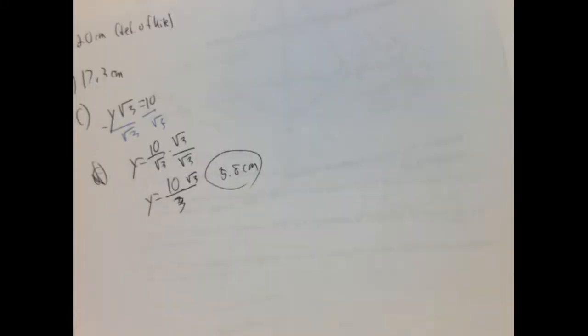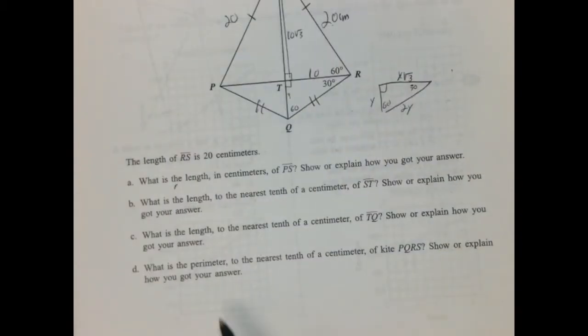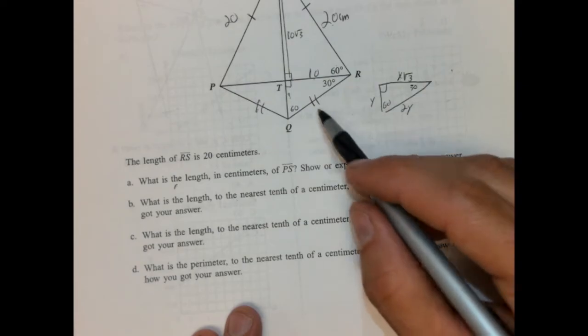centimeters. It's interesting that they had us round these. Usually they'd want more exact. You can tell this is an older MCAS problem. What is the perimeter to the nearest tenth of a centimeter of kite PQRS? Well, the perimeter is length around, so in this 20.